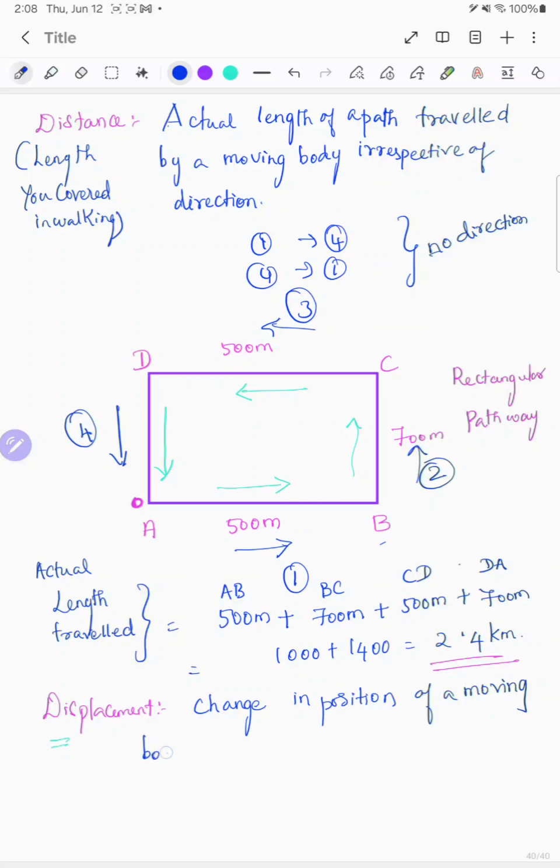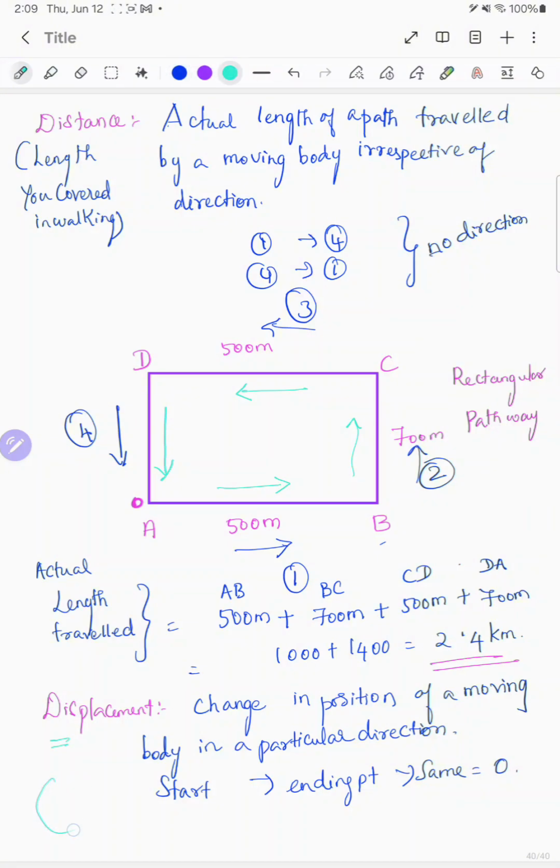Displacement is the change in position of a moving body in a particular direction. Here direction counts. If the starting and ending point are the same, your displacement is 0. Remember that your starting and ending point are the same. If you are running on a circular track, one minute, I'll make it clear.